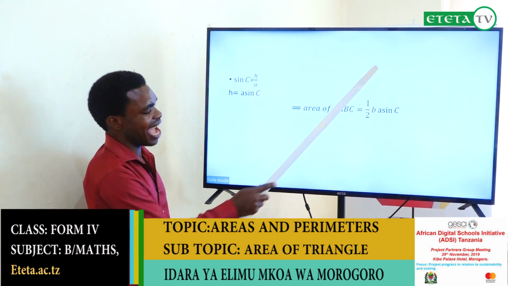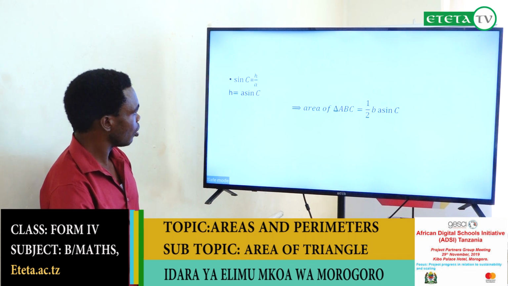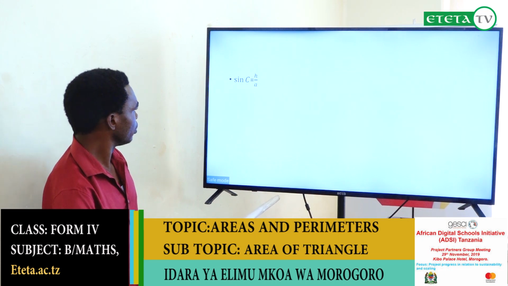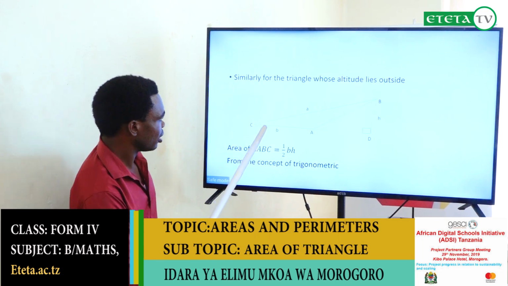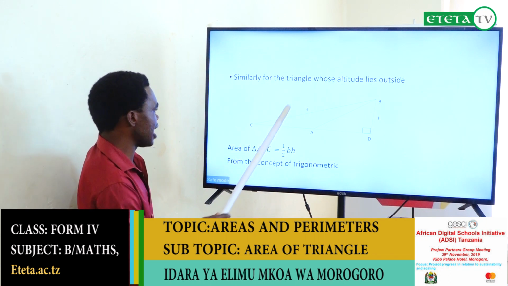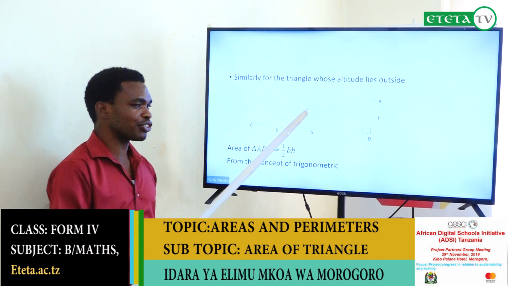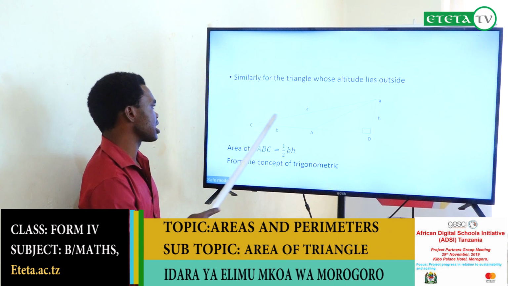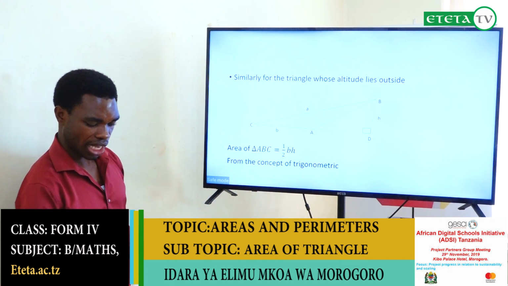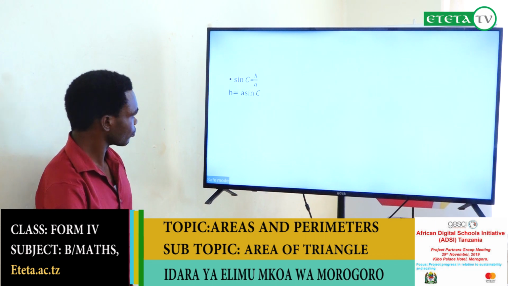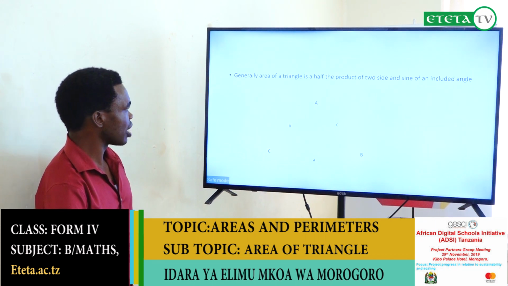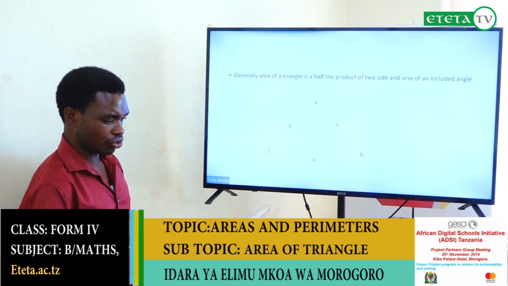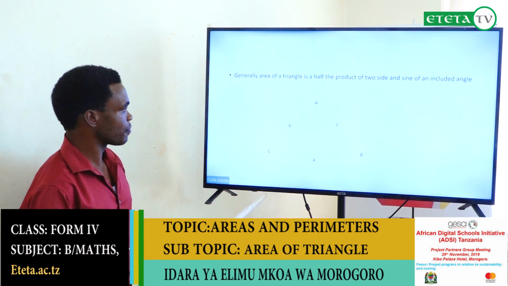Again, observing B, A and C on the triangle, you can observe that A and B are two sides of the triangle, and this C is the included angle since it is made by the sides A and B. Now, the area of the triangle will be equal to a half of AB sine of C.